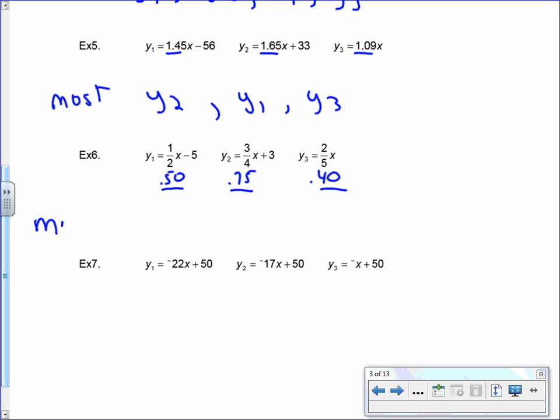Okay, so what's the most steep? 0.75, so that's y2. And the next one would be 0.50, so that's y1. And the least steep would be y2.